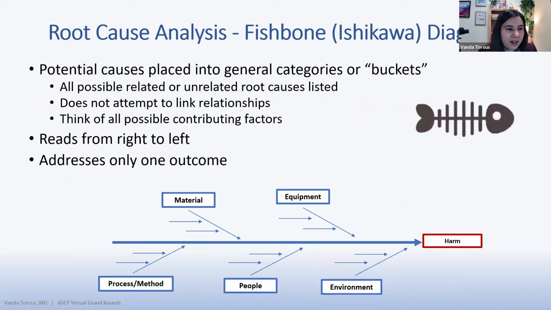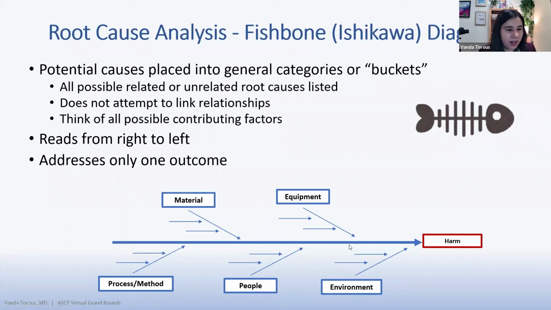Now the fishbone diagrams, I would say that this is a bit easier if you're starting out because what you're doing here is putting all potential causes into general categories or buckets. All possible related or unrelated root causes are listed. So we're not attempting to directly link relationships. We're just basically listing all possible contributing factors.